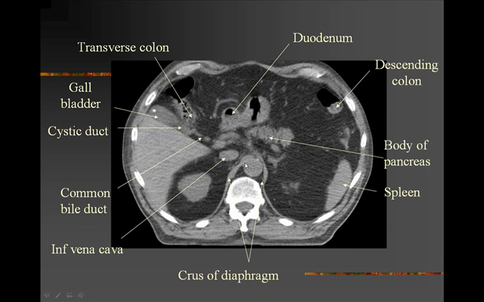We again see the aorta and the two cruci of the diaphragm, and the inferior vena cava exists right here. We note the spleen on the left side.